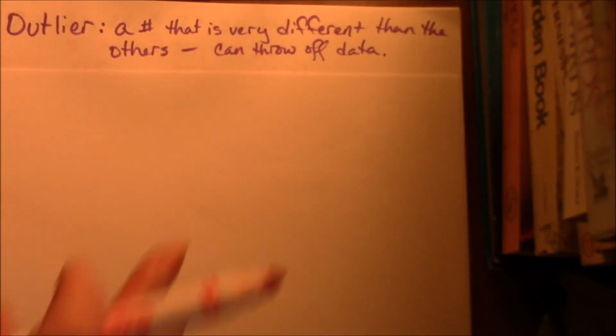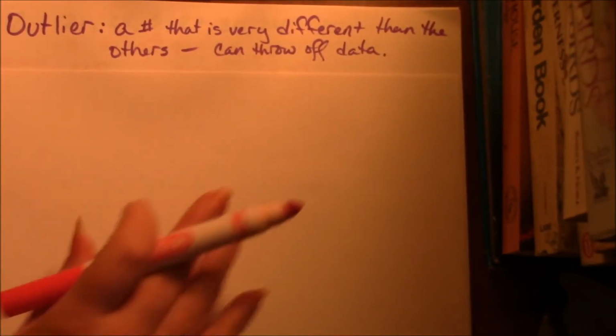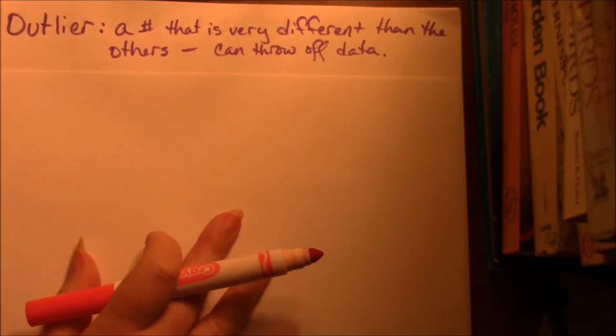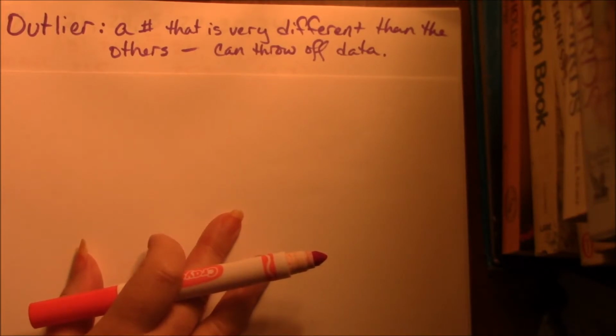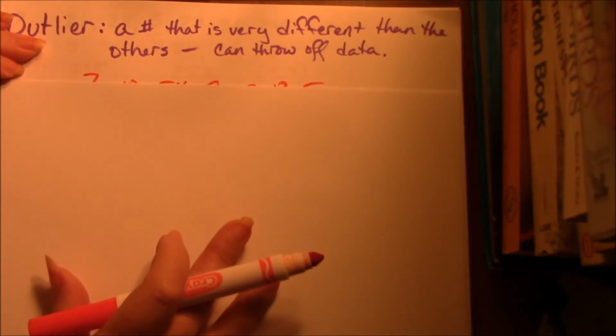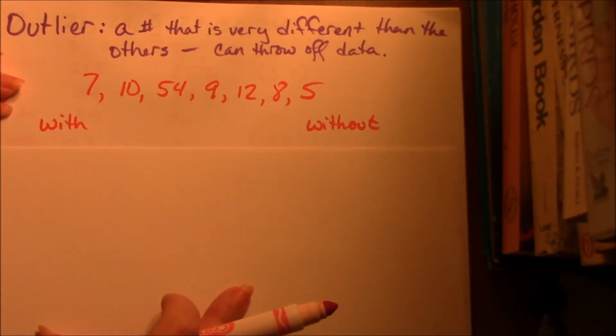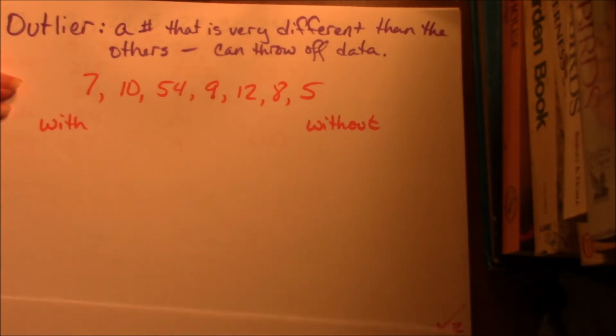Then we have the term outlier, and an outlier is a number that is very different than the others. And outliers can throw off data, and so what they're going to ask you to do is find the mean, median, mode, and range of all of your numbers with the outlier and without it so that you can see which ones it affects. So we're going to start by having a bunch of numbers, and we're going to figure out with and without here.